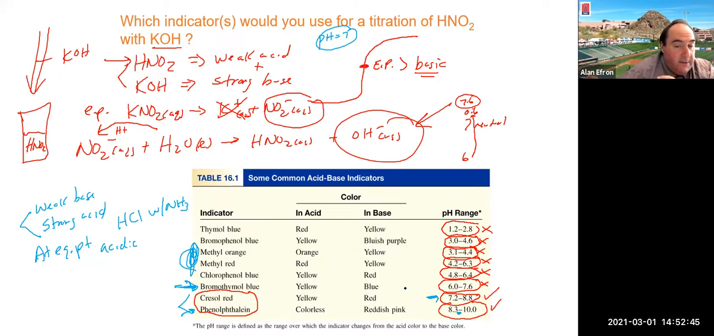So the type of titration that you use and what you expect to happen at the equivalence point would dictate the correct choice of an indicator. Any questions on indicators or how it works and all that kind of stuff? Okay.